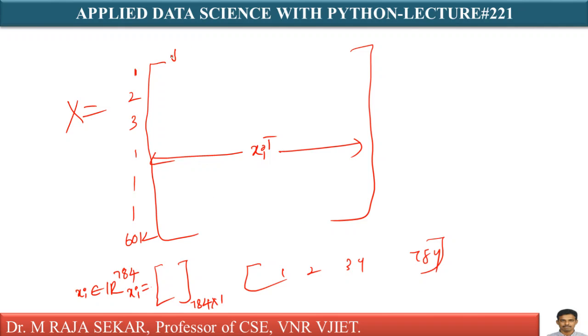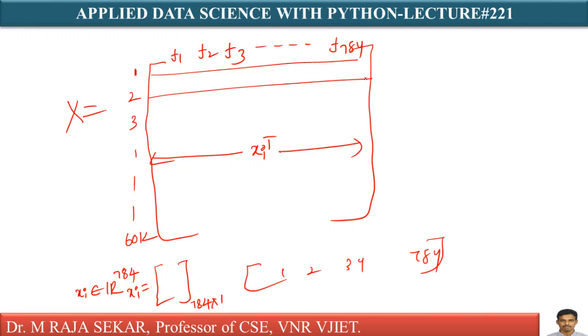Each pixel value I am treating here as F1, F2, F3, and so on. I am treating each pixel value as a feature. Therefore, how many features will you get? This is the first vector with 784 features, the second vector also 784 features. How many vectors will you get? You will get 60,000 vectors. For each point, I will get a row vector. Xi is a column vector, xi transpose means row vector.